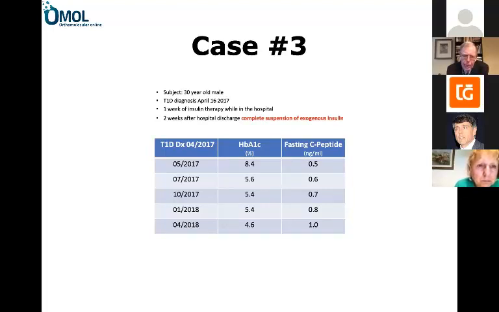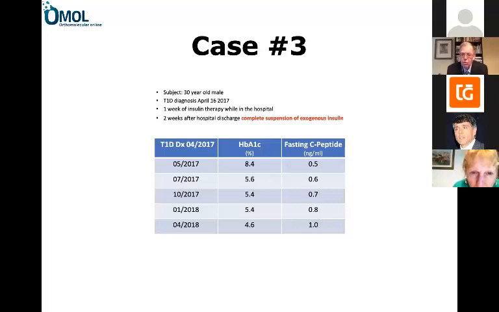And in the hospital, they gave him 1 week of very intensive insulin therapy. When he left the hospital at the end of 2 weeks, he decided not to take any insulin whatsoever. His doctor said, "Are you stupid or what? You're going to die." So let's see what happened.